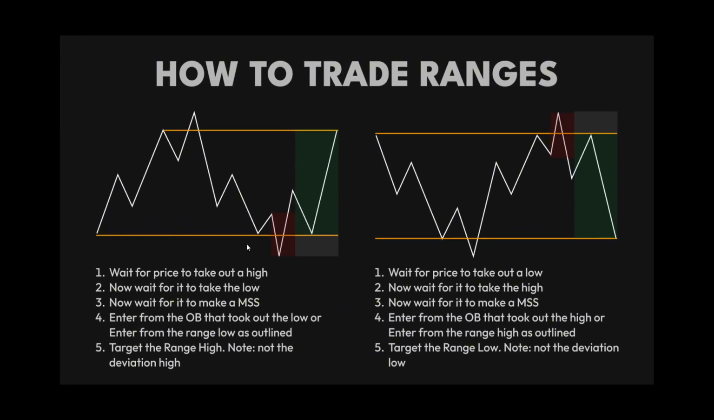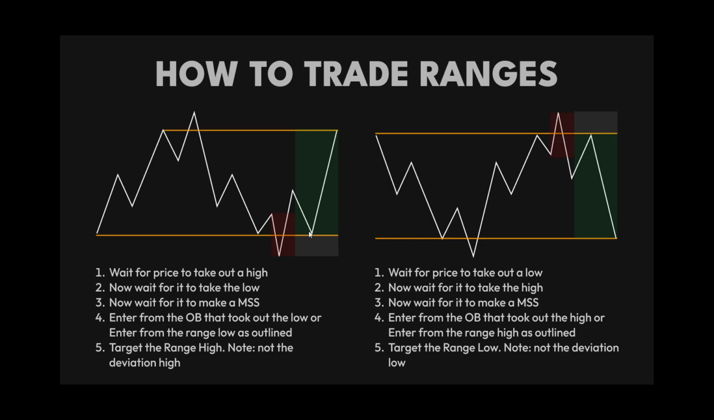Now let's get into a more simplified schematic of it. So you can read this out yourself, but this is our range high, this is our range low. We got our first deviation here, then we got our second deviation here. Here's our market structure shift. Now for entry, you can use two things. You can either enter from the order block or you can enter from the range low.